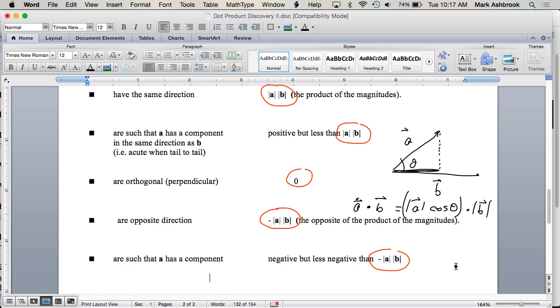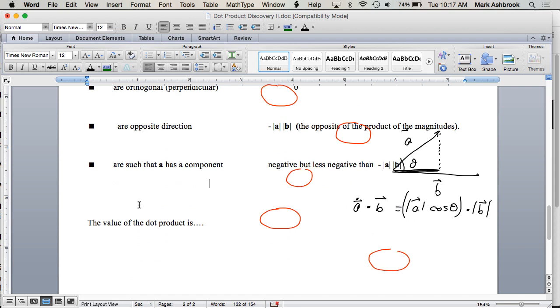This is going to be really important when we get to stuff at the end of the course, that you see what a dot product is. So this is the big takeaway here. The value of the dot product is the product of the vectors' magnitudes as much as they are in the same direction. As much as they are in the same direction.